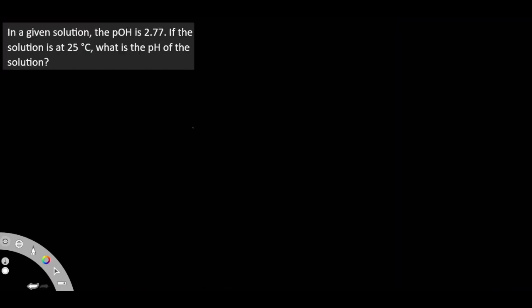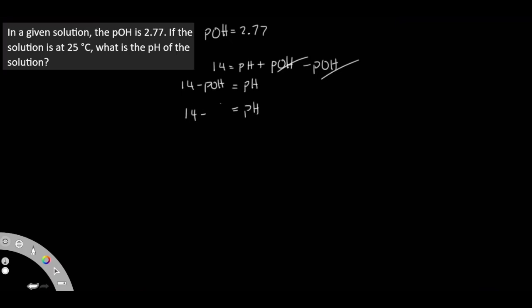Let's try this question over here. The pOH is 2.77. If the solution is at 25 degrees Celsius, what is the pH of the solution? Well, we know what our formula is. So what do we do from here? Well, we know what our pH is going to look like isolated. So do the same thing over here. This cancels out, this cancels out. You have to put this on the left side as well. So you just get 14 minus your pOH. Your 14 minus whatever your pOH is, written in there. Your pH ends up becoming 7.23.